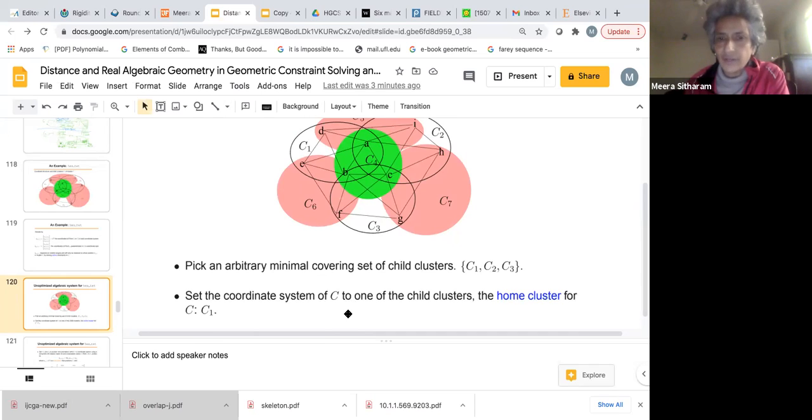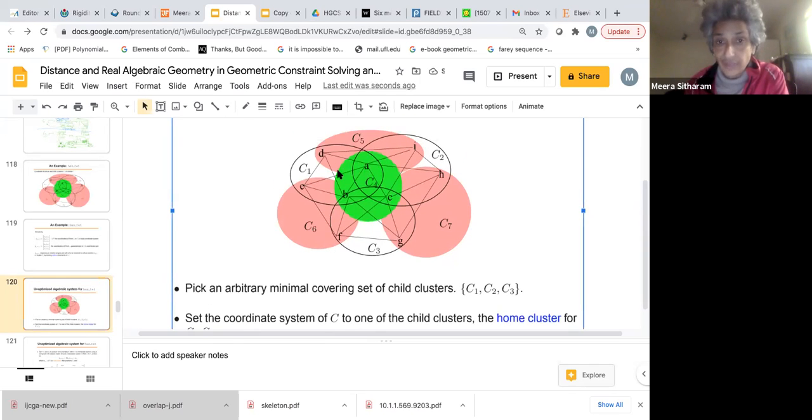So set the coordinate system to be one of the child clusters and call it, say, C1. And now you say, oh, C2 is connected to C1 at this point A. C3 is connected to C1 at the point B. And then those two have an additional constraint between them, which is the DI. These two have an additional constraint, which is the EF. And then the clusters C2 and C3, in addition to having a distance constraint, also have an incidence constraint at C. And so you solve this system, you know the solutions to these three.